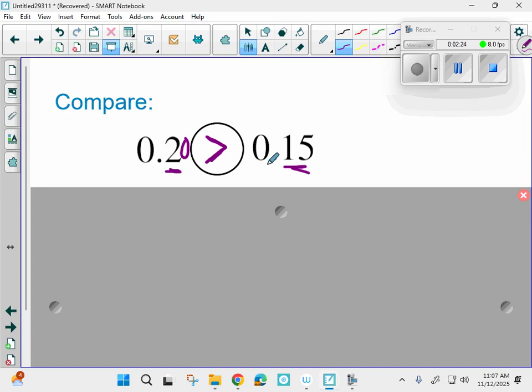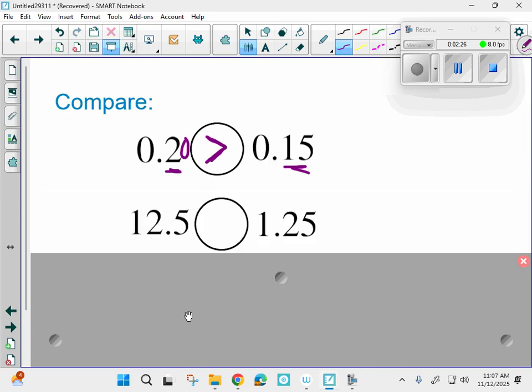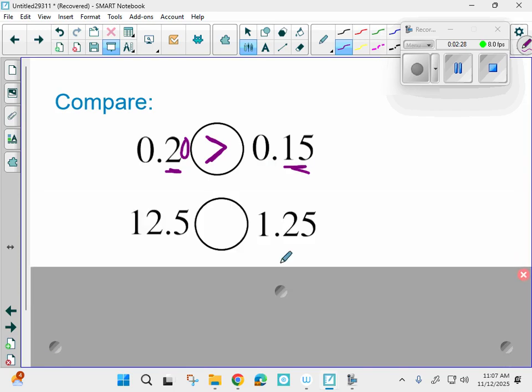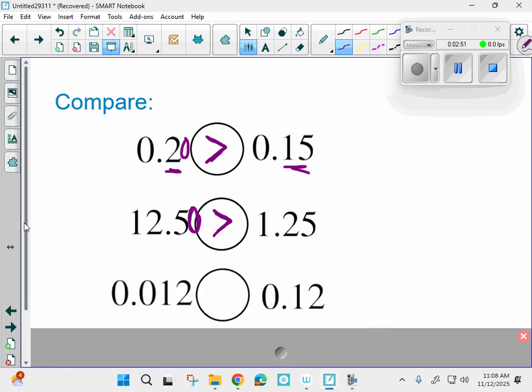All right, and let's try this one. So again, how many decimal places are here? So how many should I put on this one? Yeah, I'd add a 0 there, so I have 2 decimal places, so it matches up, okay? So 12.5 and 1.25. Oh, even without the 0 there, 12 is way bigger than 1, so it doesn't even really matter. This is greater than. Everybody good?